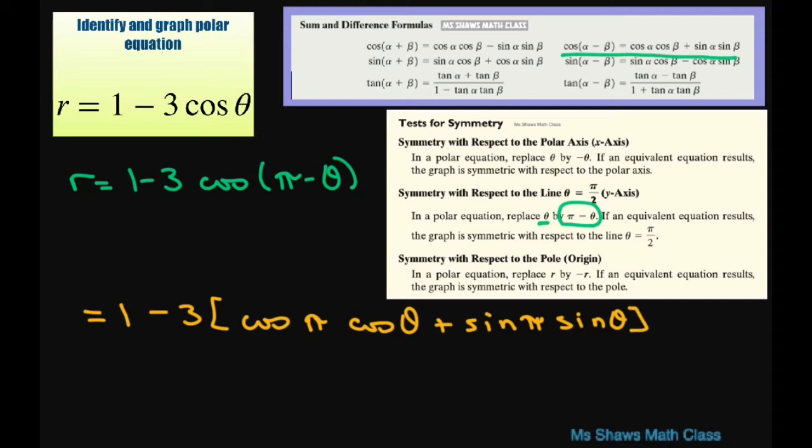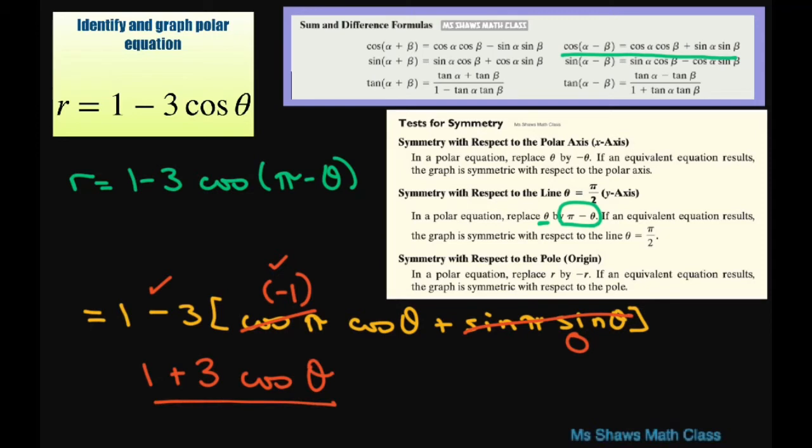Now sine of pi is 0. So this is just going to be plus 0. Cosine of pi is negative 1. And when you have these two negatives here, this is going to end up being 1 plus 3 cosine of theta. These two equations are not equivalent, so this test fails. It's not going to be symmetric to the line theta equals pi divided by 2.